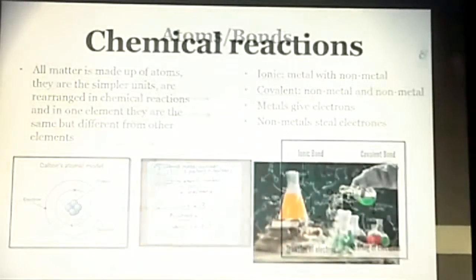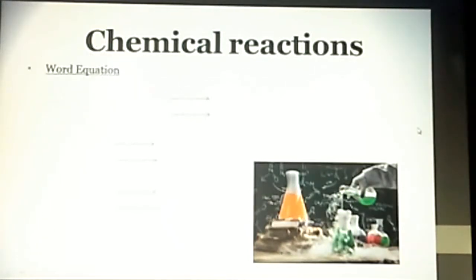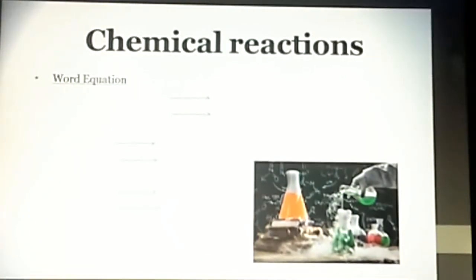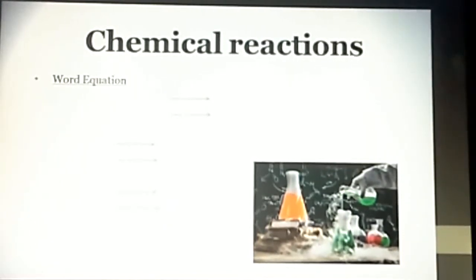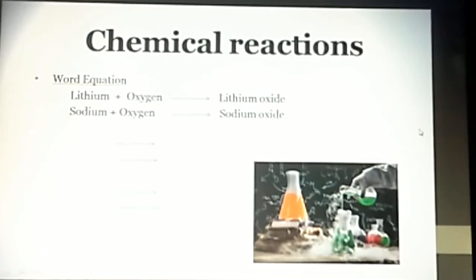Chemical reactions. There are 3 phases in chemical reactions. First one is word equation. For example, it will be lithium plus oxygen gives you lithium oxide. Another example would be sodium plus oxygen gives you sodium oxide.